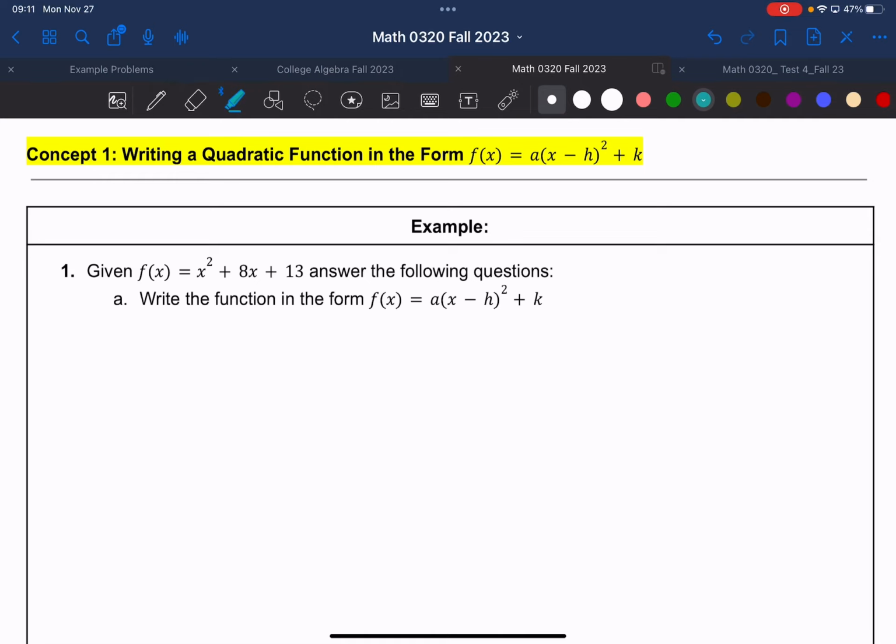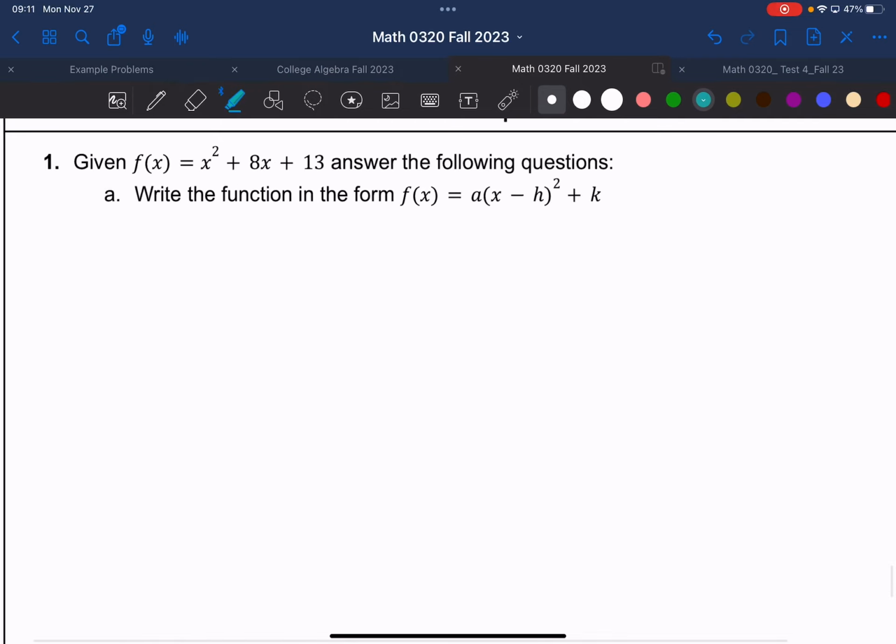And in the first example, it says given the function f of x is equal to x squared plus 8x plus 13, answer the following questions. Okay, so for the first question, it says write the function in vertex form. In order to write it in vertex form, we'd use completing the square. So first I'm going to write my function. So f of x is equal to x squared plus 8x plus 13.